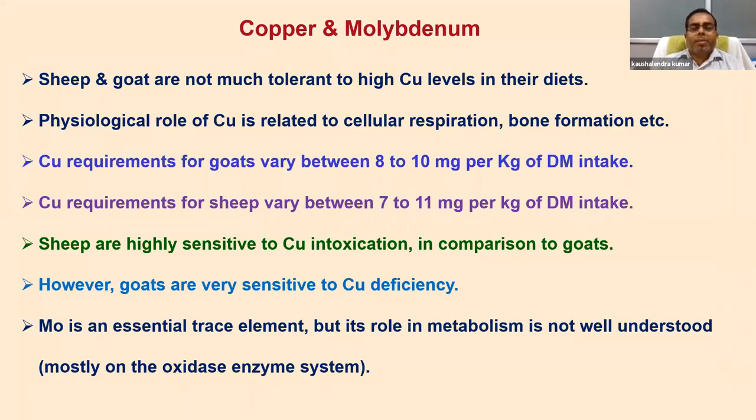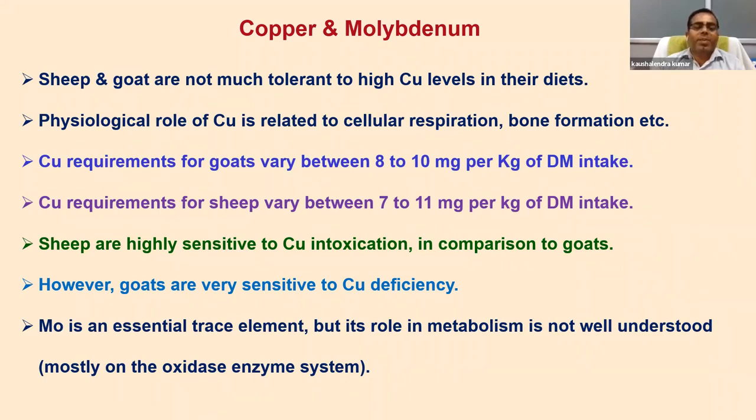Now coming to copper and molybdenum. As we know, sheep and goat are both not very tolerant to high copper levels in their diet. Sheep are more prone in comparison with goat. And we know the physiological role of copper: it plays an important role in cellular respiration, bone formation, immunomodulation, keratinization, and many other functions.